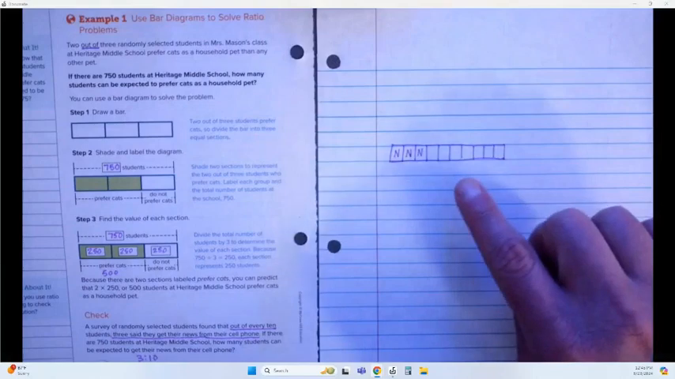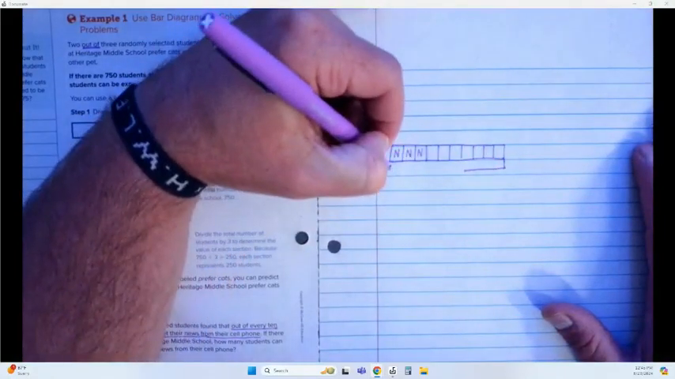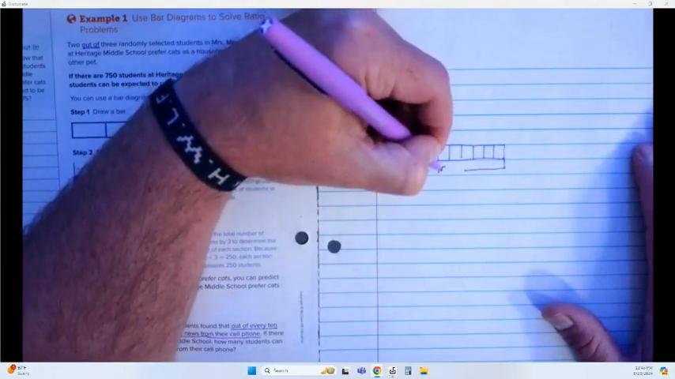Now, if we finish our word problem, it tells us if there are 750 students at Heritage Middle School, how many students can be expected to get their news from their cell phone? So now, instead of a whole of 10, where we went 3 of 10 here, we're now saying out of 750. So now our whole bar represents 750. So now I need to know how much does each individual section within my bar represent. Since there are 10 sections, I'm going to do 750 divided by 10.